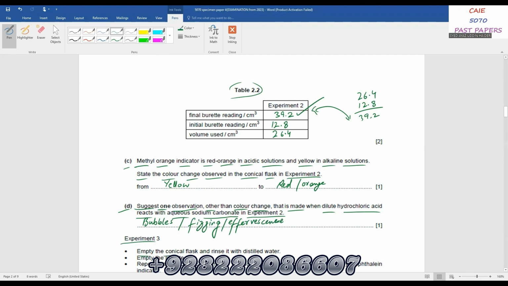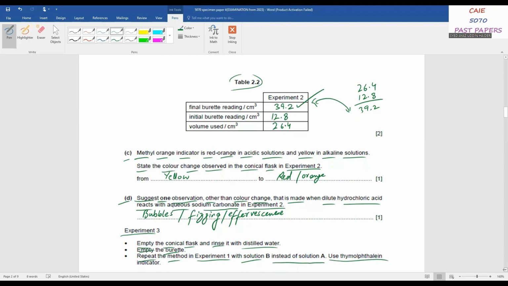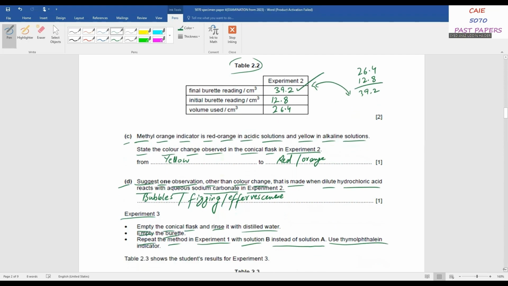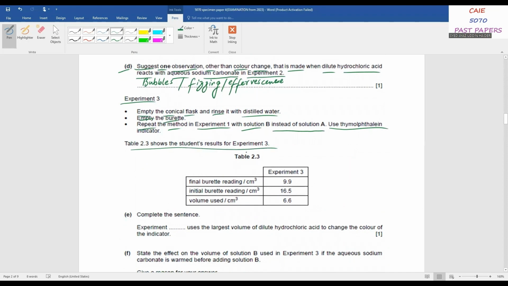Experiment 3. Empty the conical flask and rinse it with distilled water. Empty the burette. Repeat the method in experiment 1 with solution B instead of solution A. Use phenolphthalein indicator. Table 2.3 shows the students' results for experiment 3. Here's the table 2.3. Final burette reading is 9.9. Initial burette reading is 16.5. Volume used is 6.6.